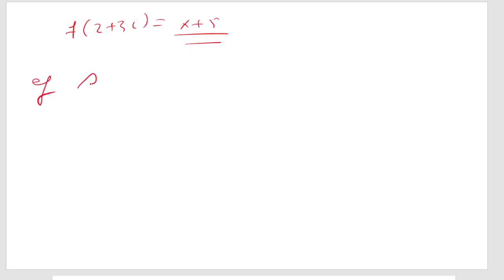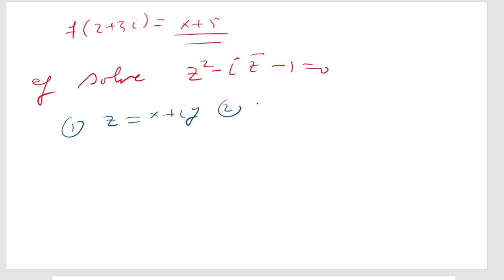Let's say solve this equation: z square minus iz minus 1 is 0. So what are the steps? As we have done, the steps are straightforward. If you solve any polynomial equation, the first step is to assume z is equal to x plus iy, and then we have to find x and y. Second, substitute and compare the real and imaginary parts.